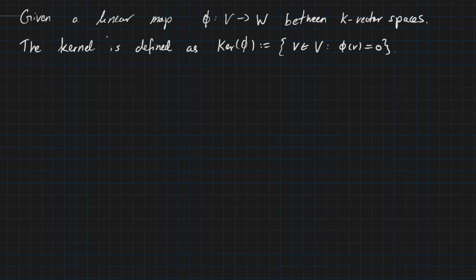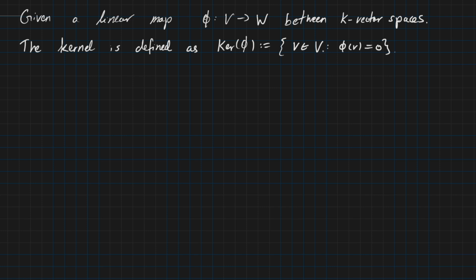So today we are looking into linear maps between vector spaces V and W. These are assumed to be K vector spaces, where K is a field, for example the real numbers. And the kernel of this linear map is defined as all vectors which are mapped to 0 by this linear map. Or alternatively, you can see it as the pre-image of 0, the pre-image of 0 which is an element of W, and the pre-image lies inside the vector space V.